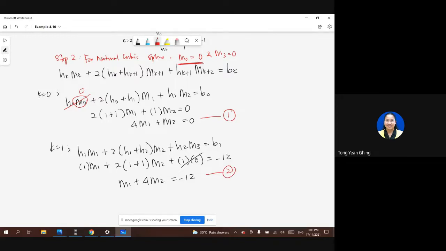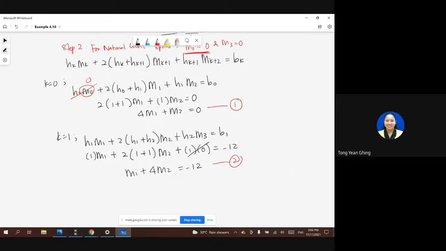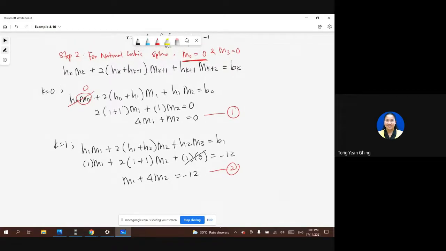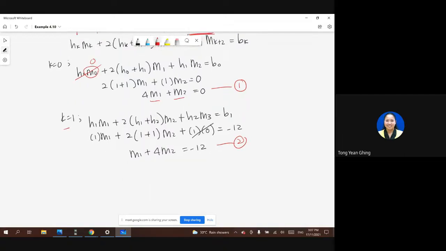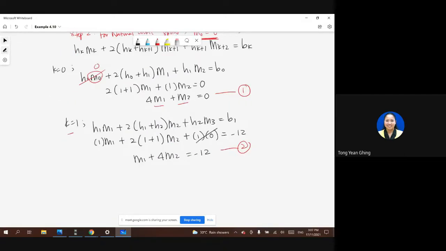That's enough, because we only need to do k from 0 until n minus 2. So n minus 2 is 3 minus 2, which means 1, so k up to 1 is okay. Now we have two unknowns, M1 and M2, and we have two equations. So we have to solve these equations. Step 3, solve the unknowns.